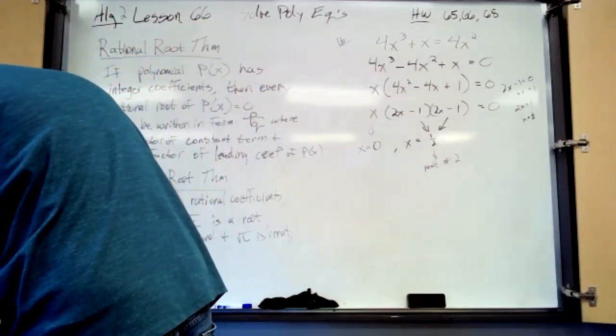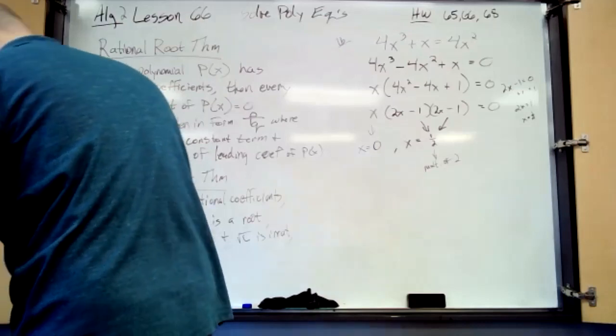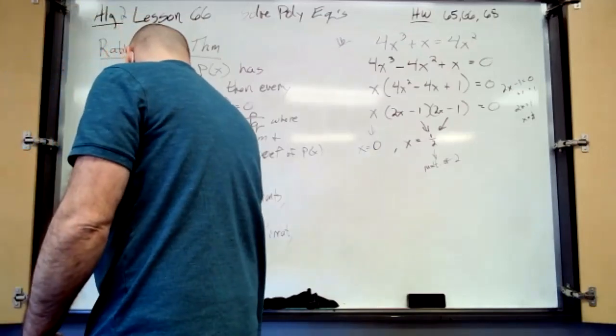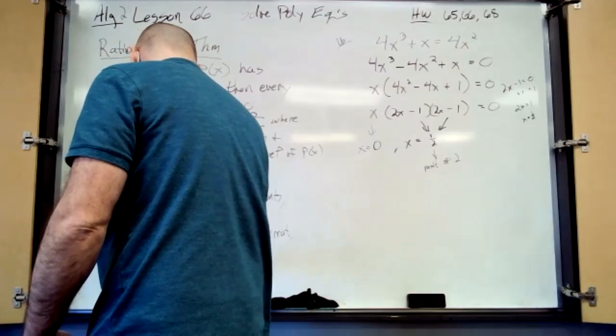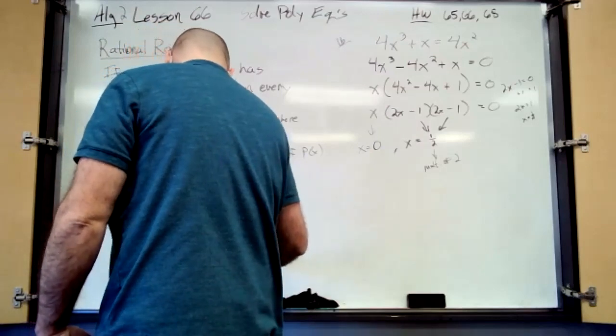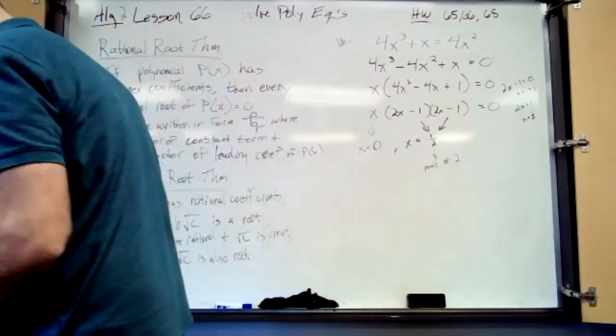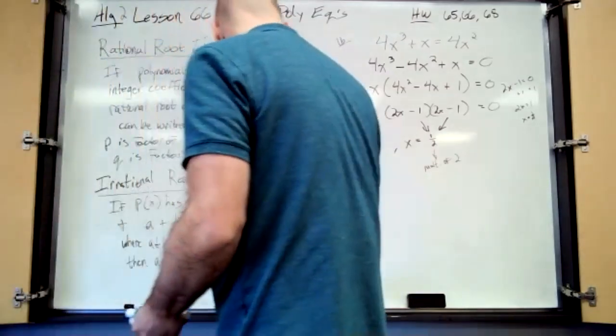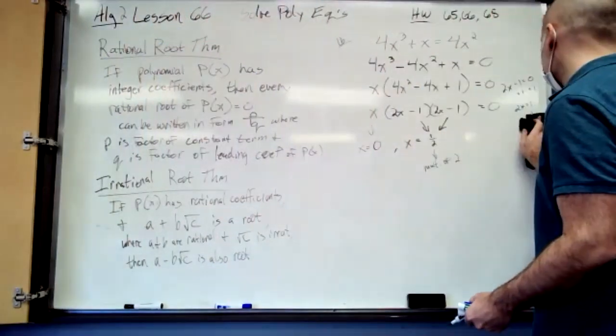Then A minus B radical C is also a root. That's basically plus or minus. Okay, done with that. Let's go into an example that will help you make sense of this.